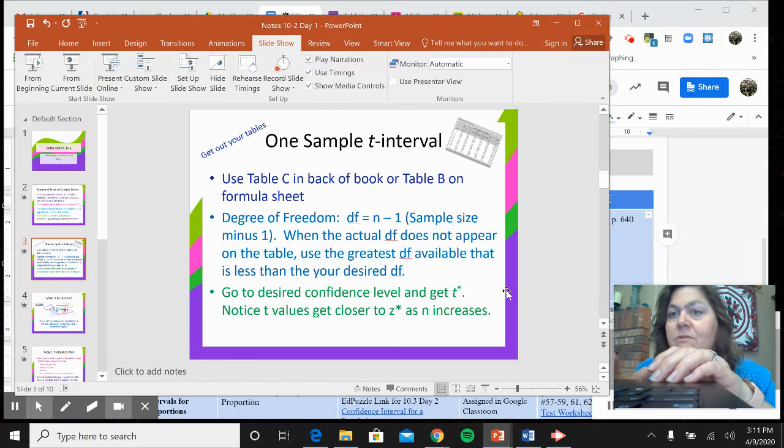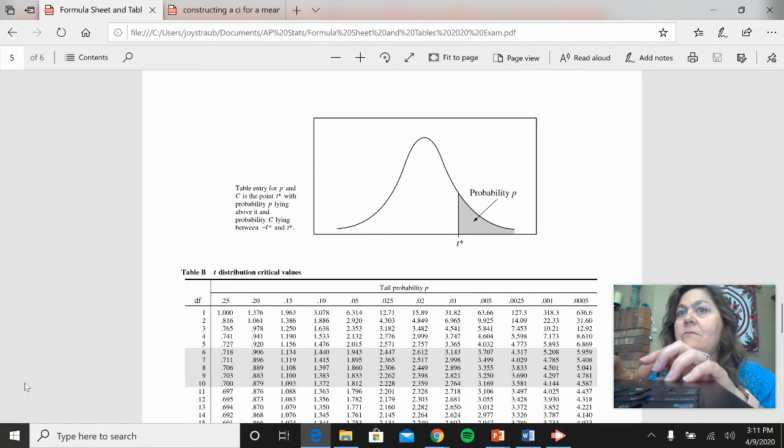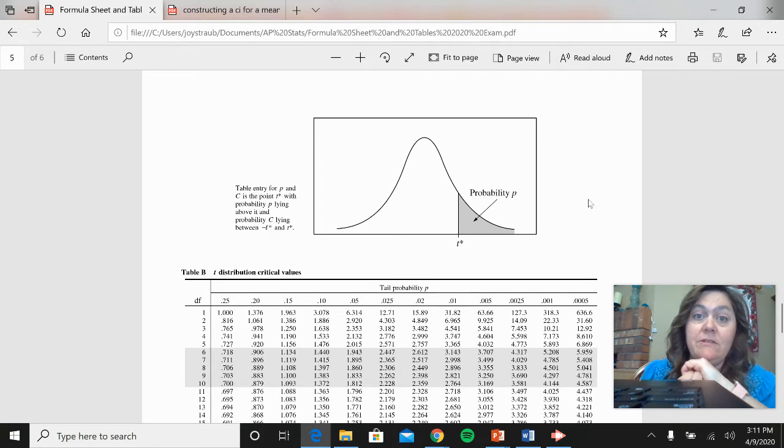Let me go to my table, pull that up. So this is the one you should be looking at, table B, t distribution, critical values. What I don't like here that AP has done is they have made this t distribution look normal. And I just got through telling you it's not normal. It's a little bit, we'll talk more about that later, but it's not exactly normal.